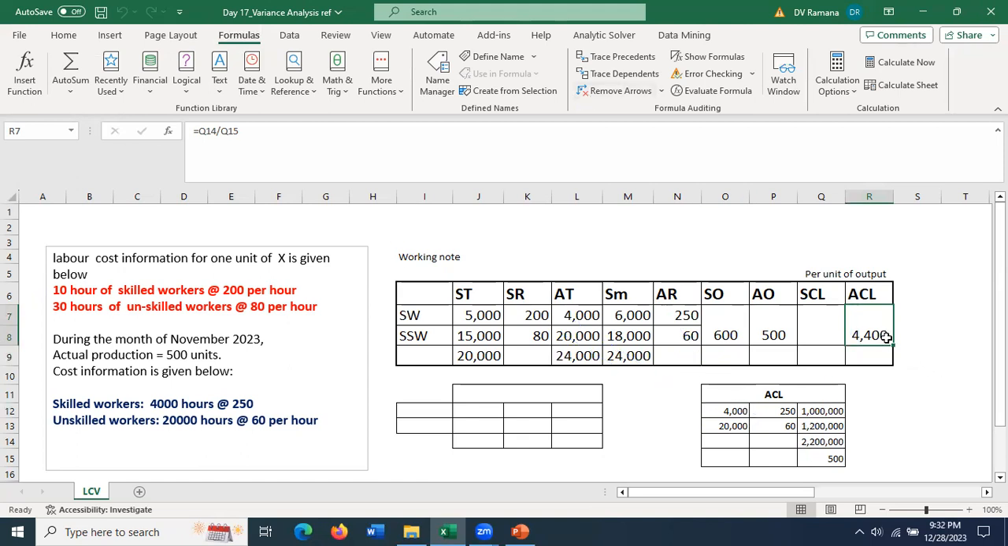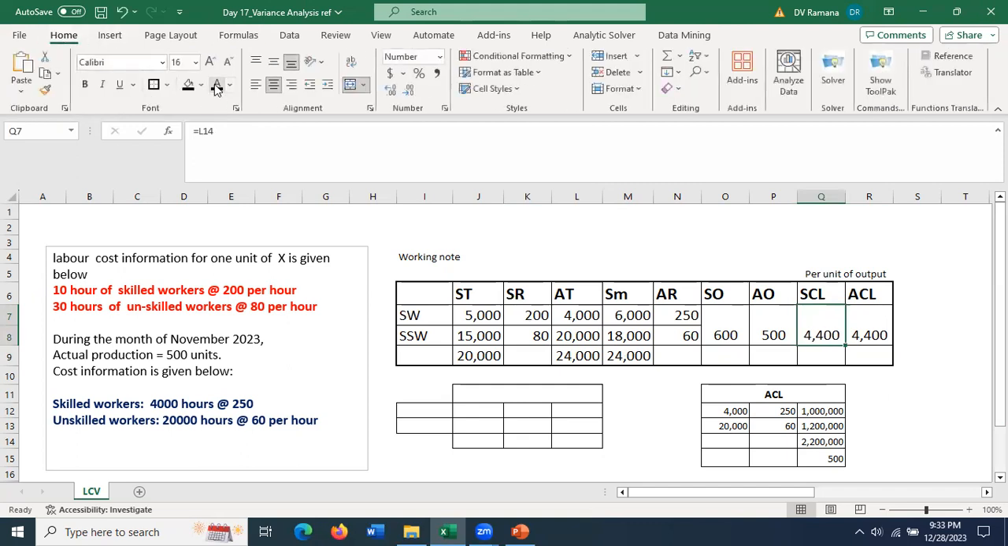What is this 4,400? Once again, it is the cost of labor per unit of output. But what is this 200? This is the cost of labor per labor hour. This is the cost of input. This is the cost of output. What should have been the standard cost of labor per unit of output? The standard cost of labor per unit of output is also 4,400.